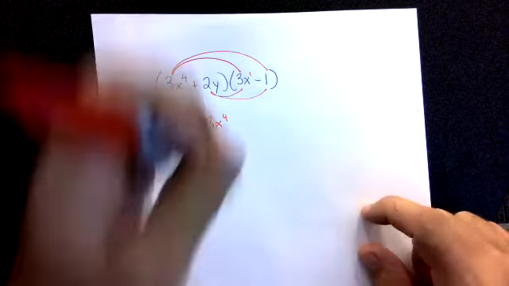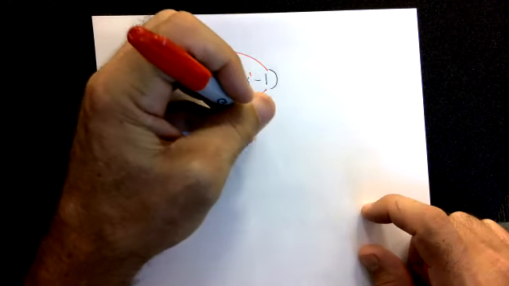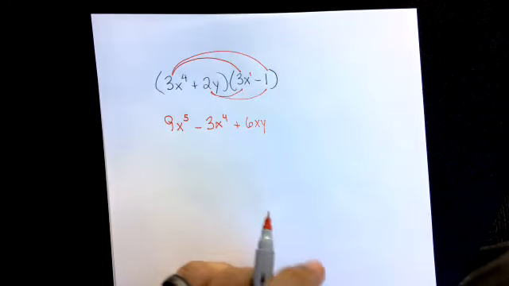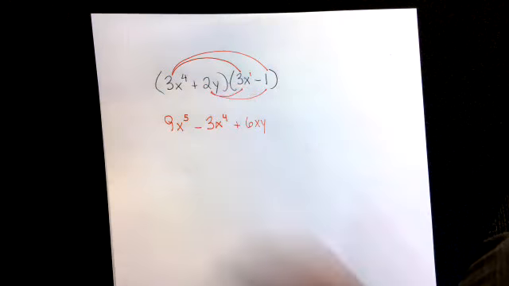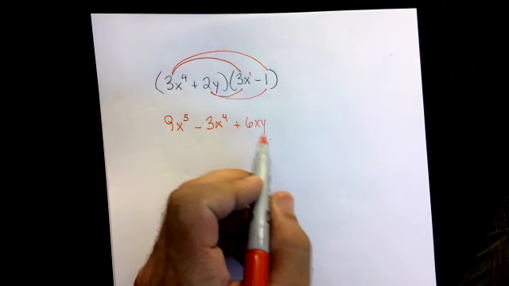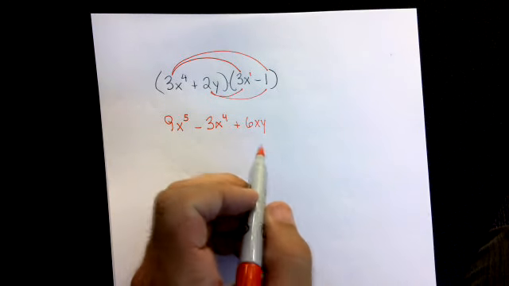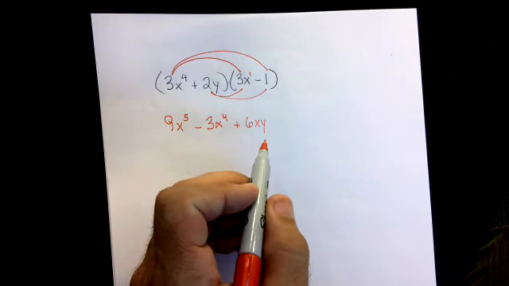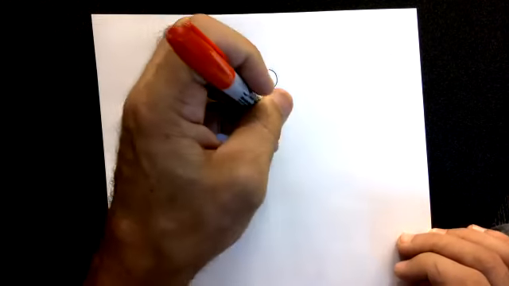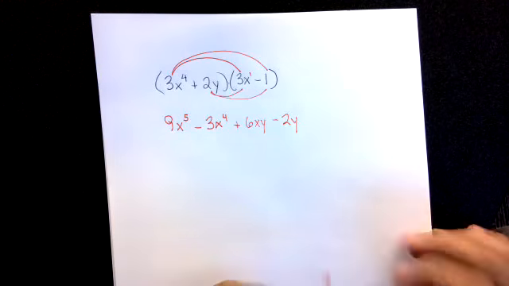2y times 3x is 6xy. Order doesn't matter. So if you did 6yx, that's perfectly fine. Typically, you'll write them in alphabetic order because x comes first. You'll put the x first, but that doesn't matter. And then 2y times negative 1 is a negative 2y.